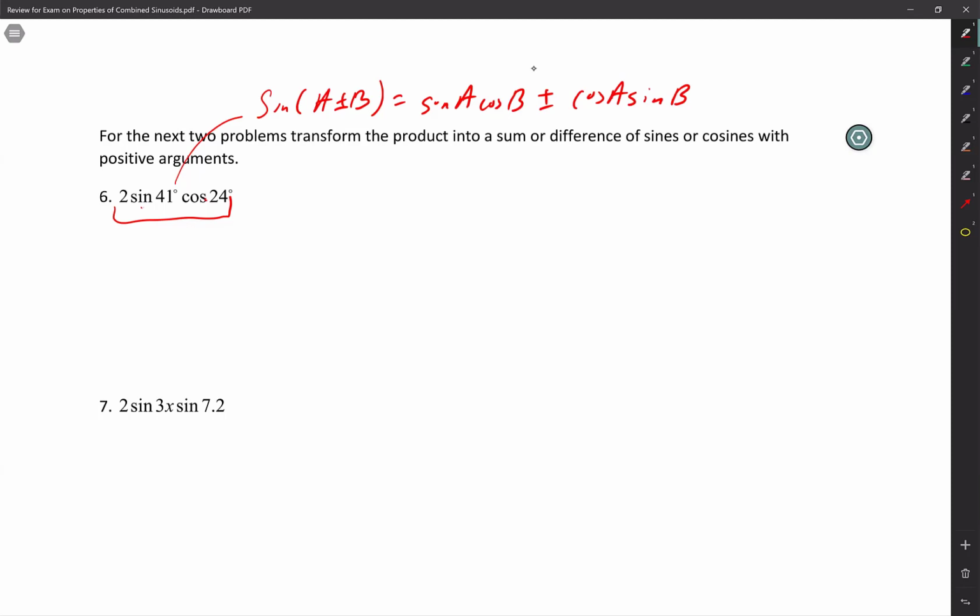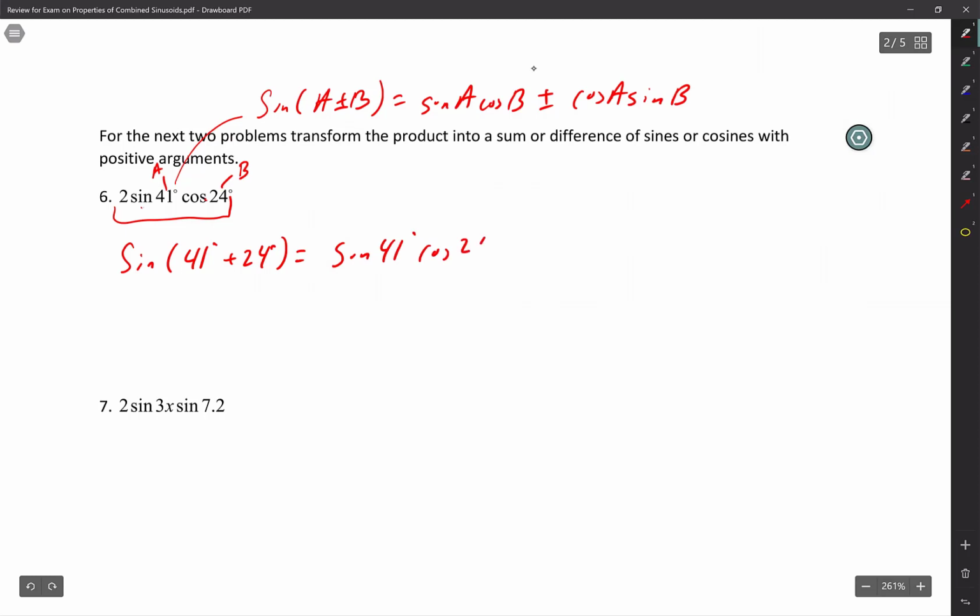If you want to just use your formula, I guess you can, but I recommend you just go right into it like this. Since this says 2 sine cosine, I would prefer to see this. If you use the formula, that's fine, guys, but I would prefer to see this. So that 41 is A, that 24 is B. So I'm going to write sine of 41 degrees plus 24 degrees is equal to sine 41 cosine 24 plus cosine 41 sine 24.